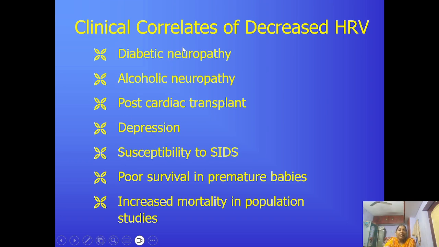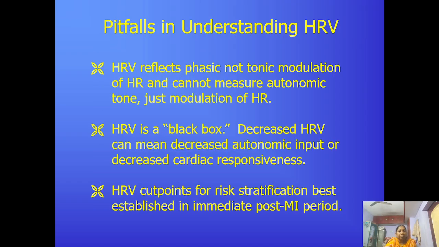And what are the other clinical correlates of decreased HRV? It may be due to diabetic neuropathy, or when the patient is suffering from alcoholic neuropathy, or post-cardiac transplant, or depression, or susceptibility to SIDS, poor survival in premature babies, increased mortality in population studies. For all these cases, a decreased HRV will be there.